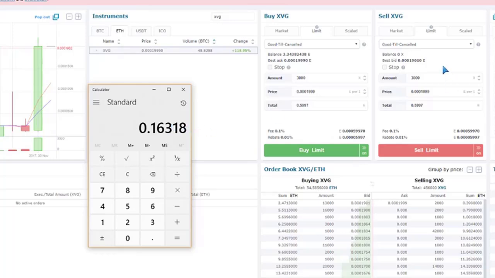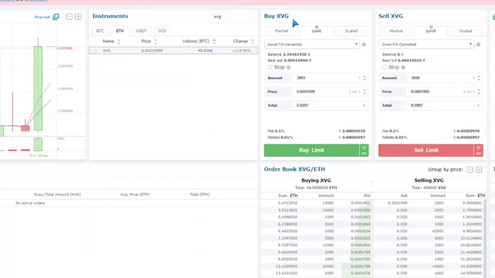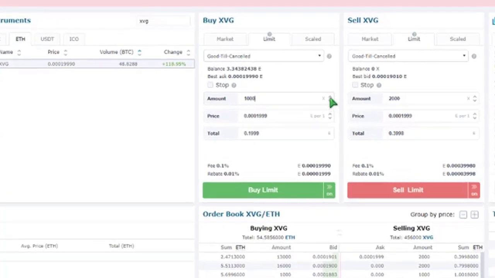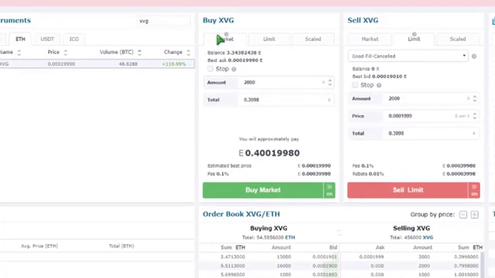So up here in the buy box, you can do a limit order, which you can specify the price, like if I wanted to specify that, and then my amount of shares. Okay. Or you can do a market order.